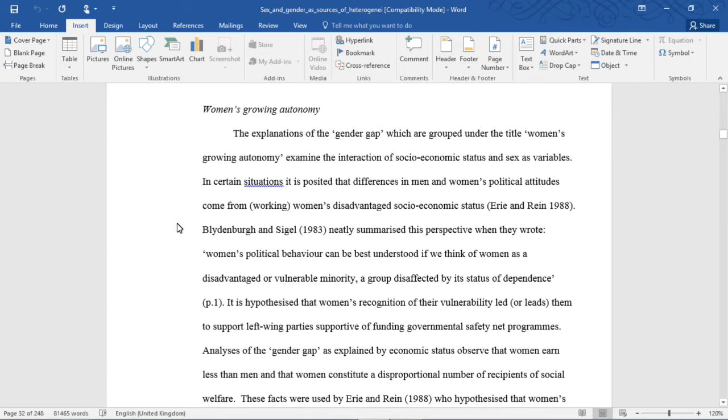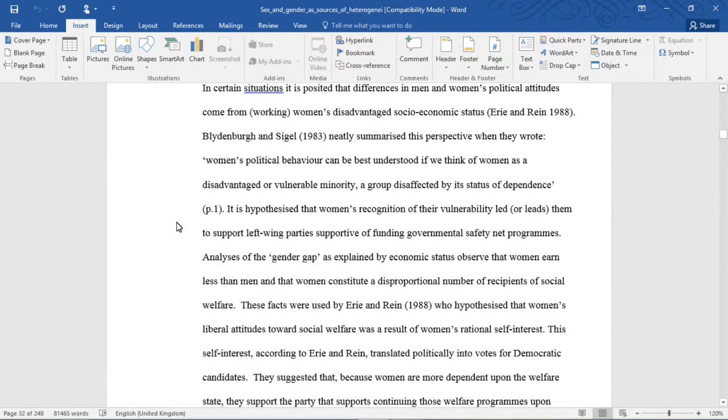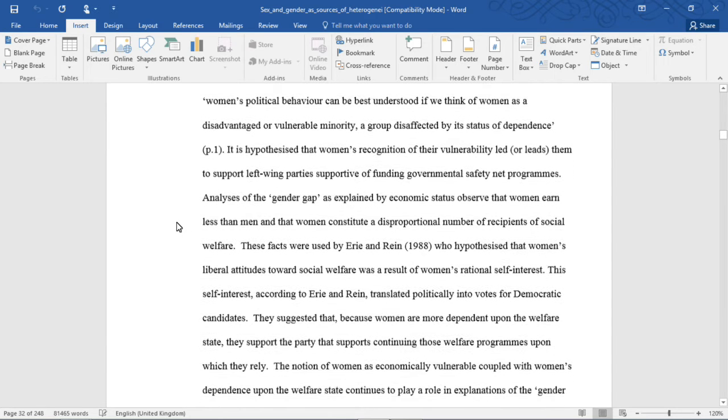Women's growing autonomy. The explanations of the gender gap, which are grouped under the title Women's Growing Autonomy, examine the interaction of socioeconomic status and sex as variables. In certain situations, it is posited that differences in men and women's political attitudes come from working women's disadvantaged socioeconomic status. Goldberg and Siegel neatly summarized this perspective when they wrote, "Women's political behavior can best be understood if we think of women as a disadvantaged or vulnerable minority, a group disaffected by its status of dependence."